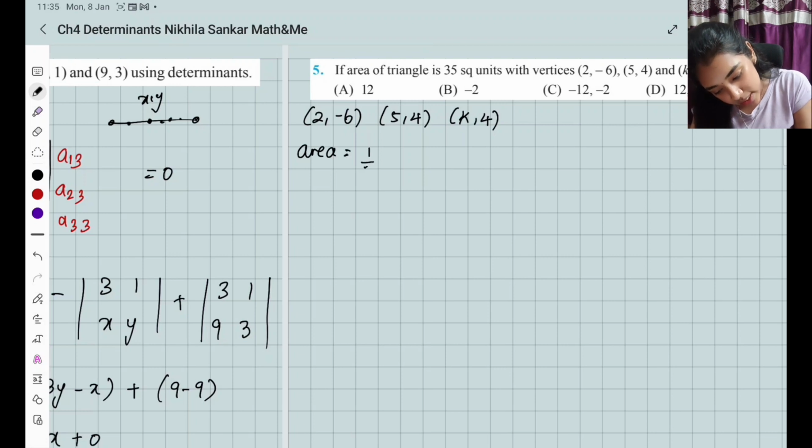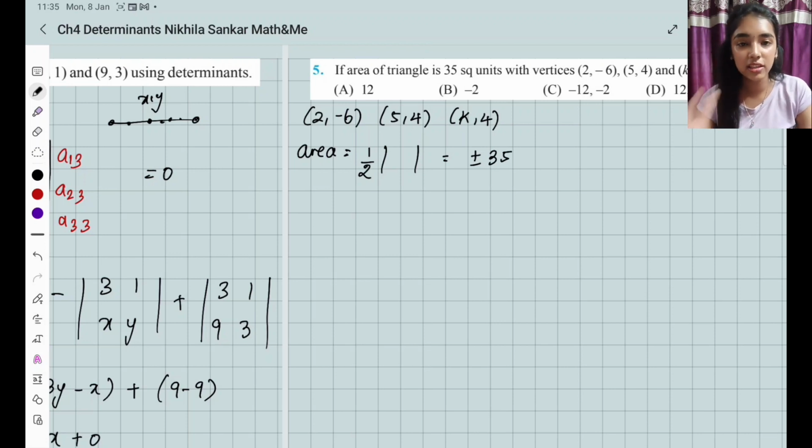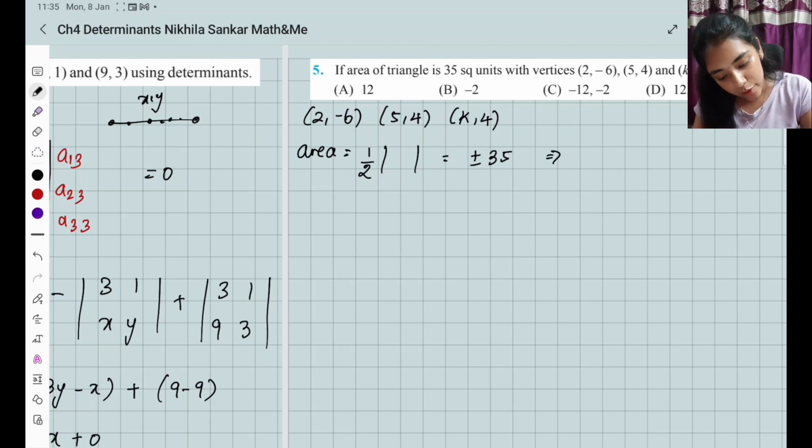Area equals half times the determinant, and I'm going to equate that to plus or minus 35, because we have to find the two different values of k. At this point we take plus or minus for the area because the final area is always taken as an absolute value. The determinant can also have a negative value. So plus or minus 35. So here I'm going to find the determinant value equals plus or minus 70.